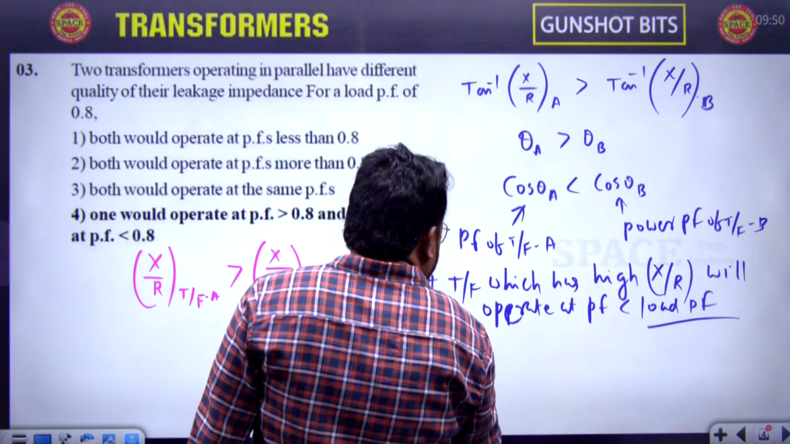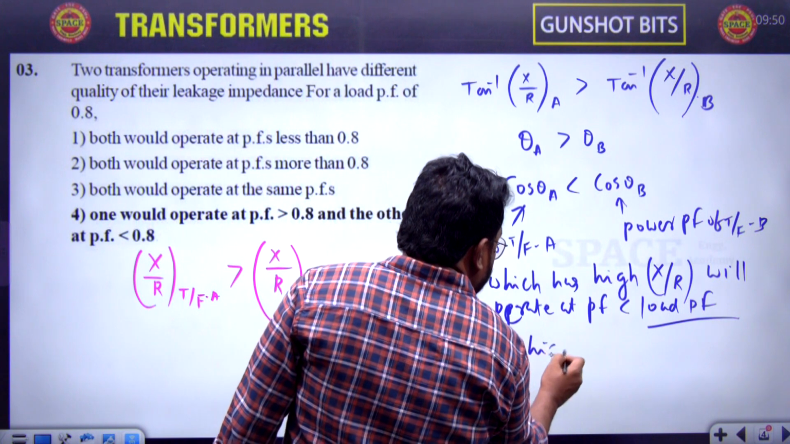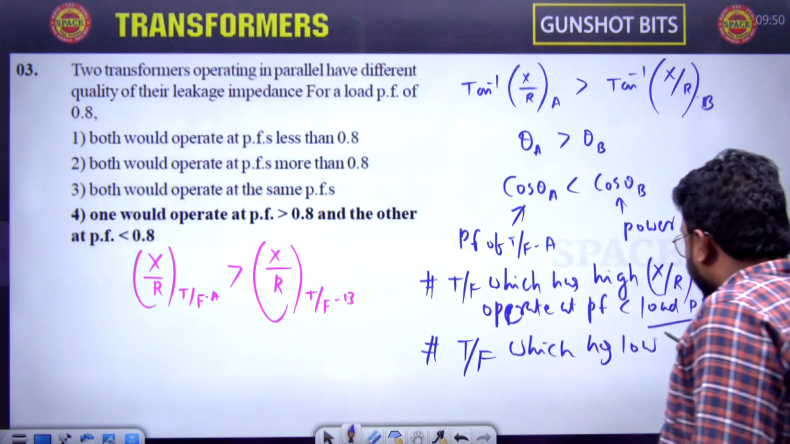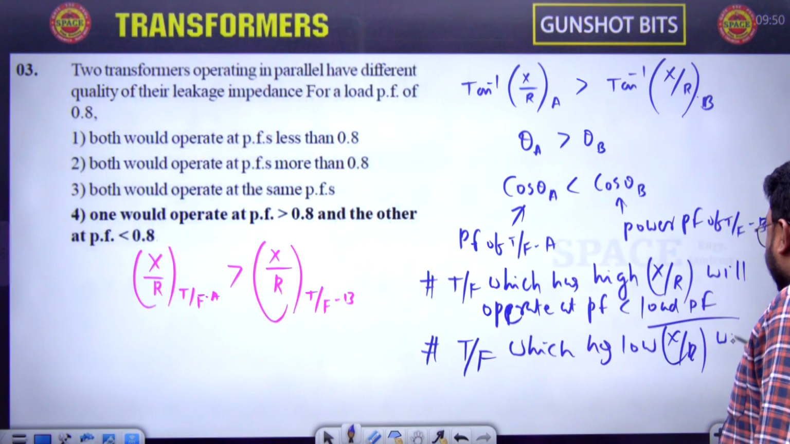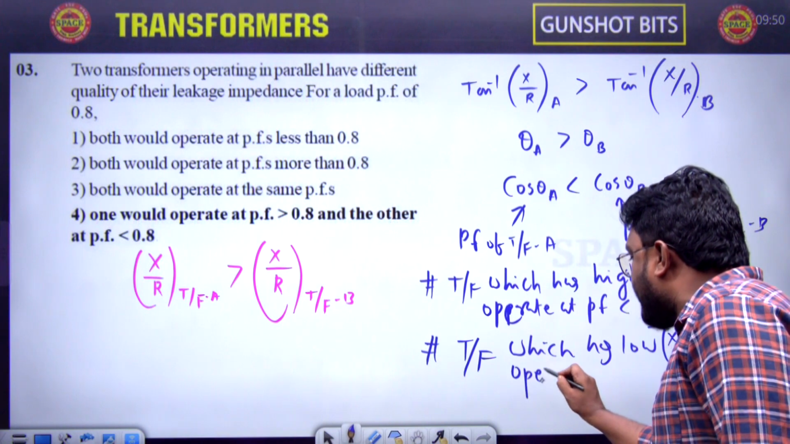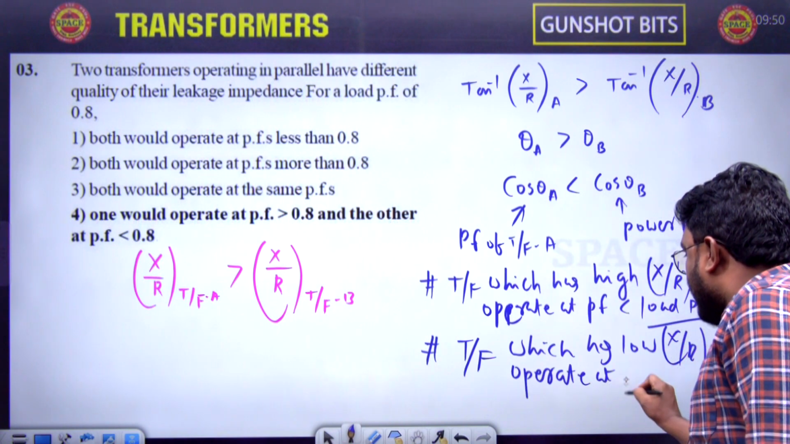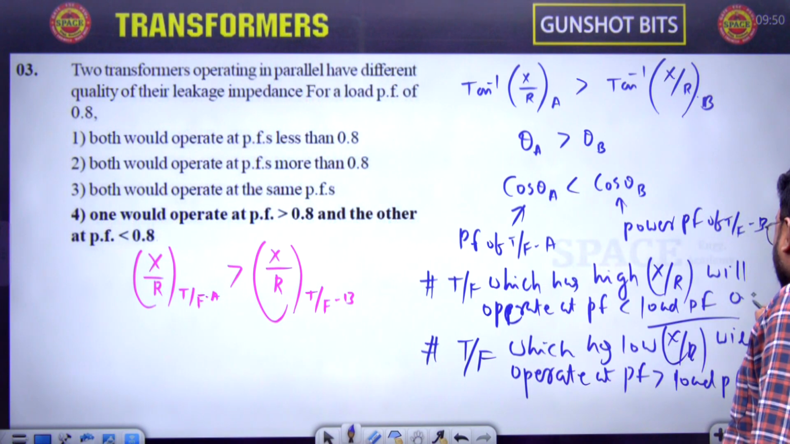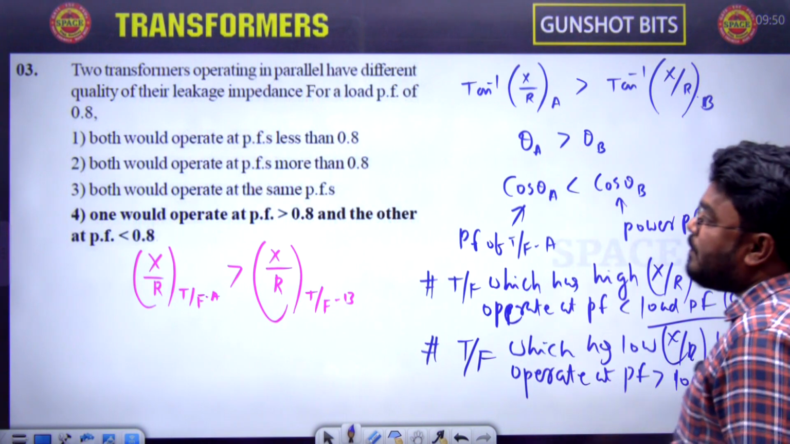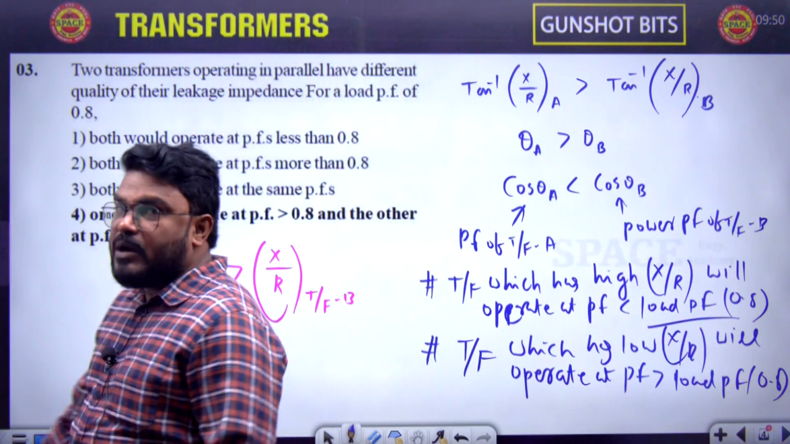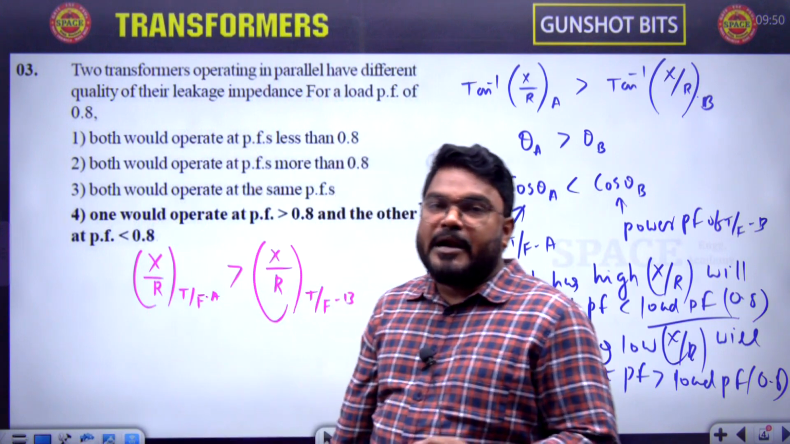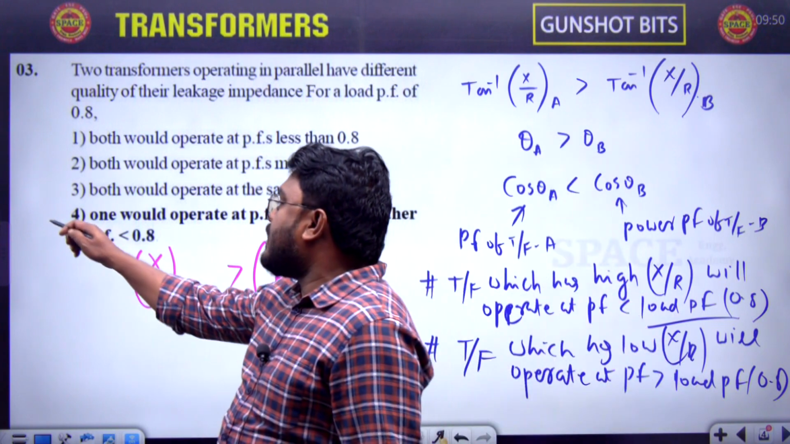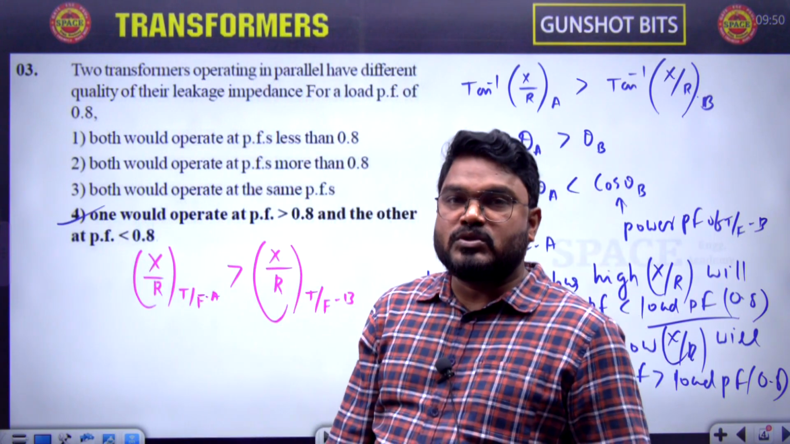And next, the transformer which has a low X by R ratio will operate at a power factor greater than the load power factor. So for example, if your load power factor is 0.8, one transformer would operate at greater than 0.8 power factor, and the other transformer operates at less than 0.8 power factor. So option 4 is correct for this question.